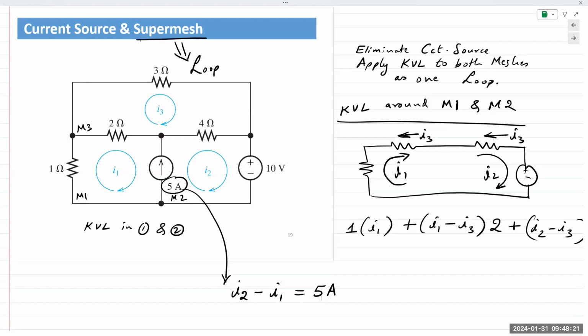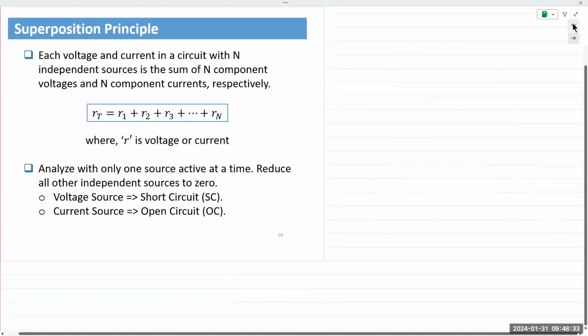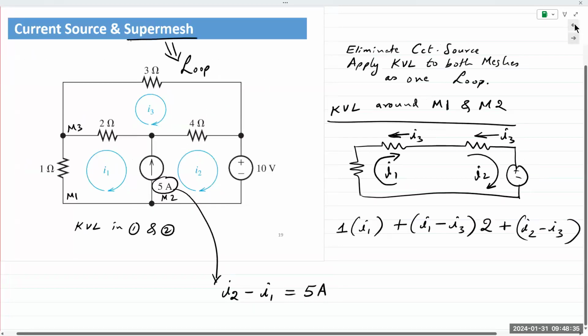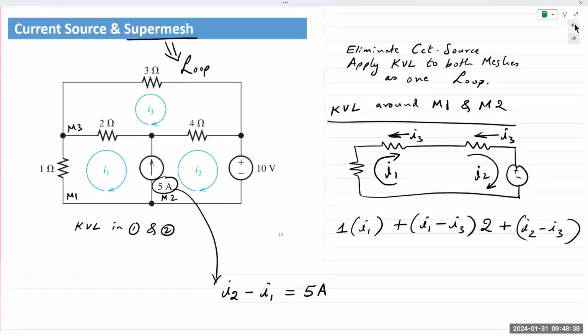Quiz on Monday. I'll announce it on Friday also, but announcing it in advance. We'll do mesh current analysis on Monday, next Monday. And then depending on time, we might end up doing a little bit of superposition also. All right, so before I move on, any other questions?